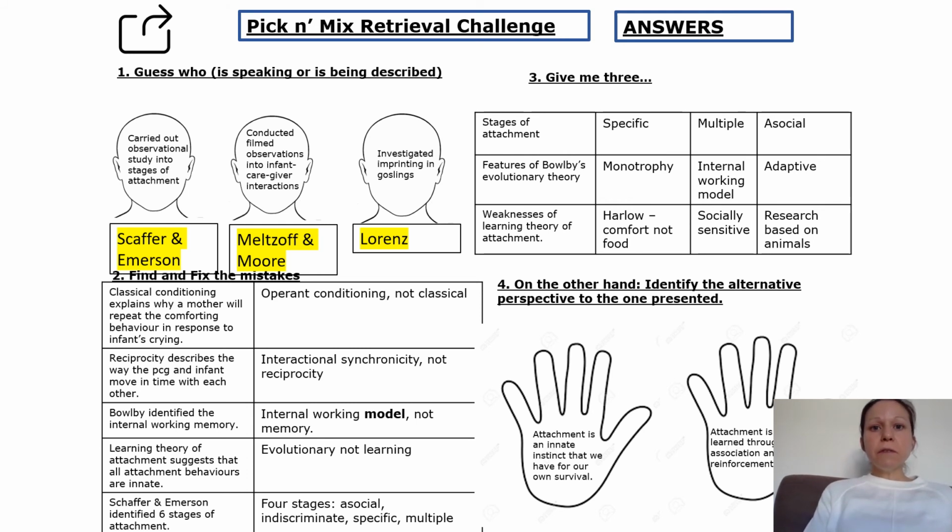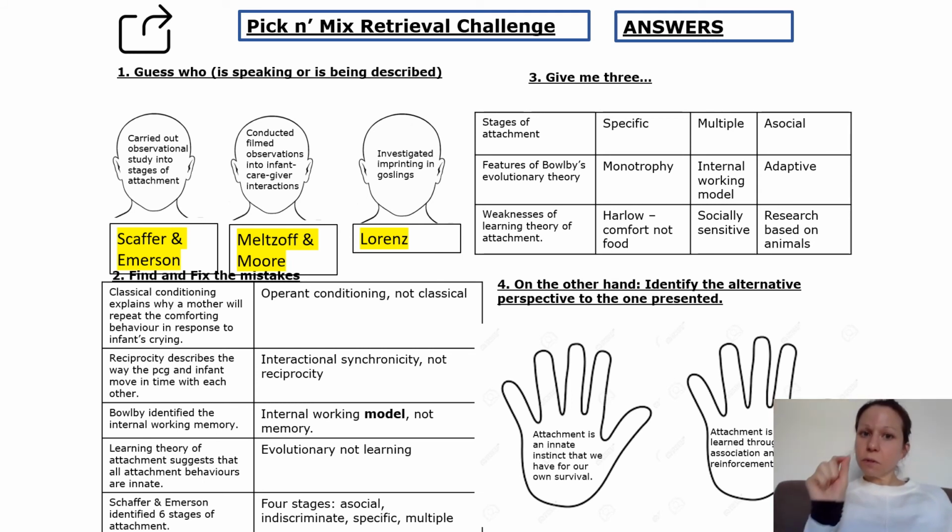Meltzoff and Moore was the very first study we looked at as part of our attachment topic, and that was that work around those early interactions between the infant and the caregiver, and we looked at those ideas of reciprocity, interactional synchrony. And just last week, before you did your assessment work, we were looking at Lorenz, and we were talking about how Lorenz was the very starting point of Bowlby's evolutionary theory, and he was the one that saw the imprinting in the goslings, the baby geese.